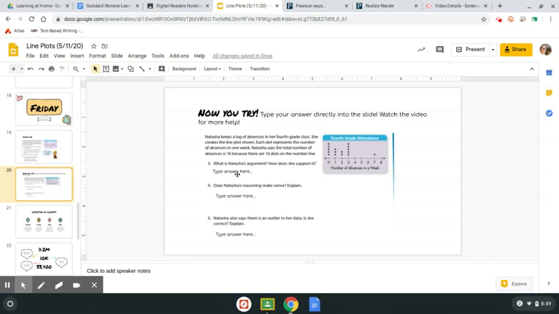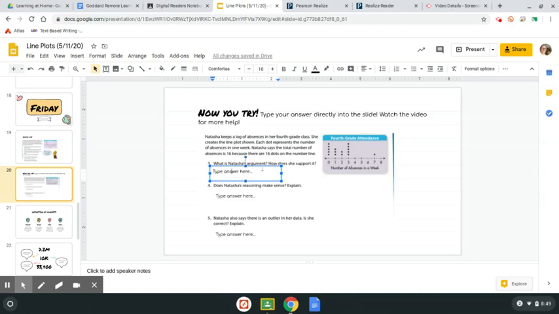So Natasha's argument, that's what it's asking first. Okay, so you need to tell me, what was Natasha's argument? What did she say? Okay, so you need to look back at the question and then tell me how she supports it. Even if you don't agree with Natasha's argument, you're not going to tell me that yet.